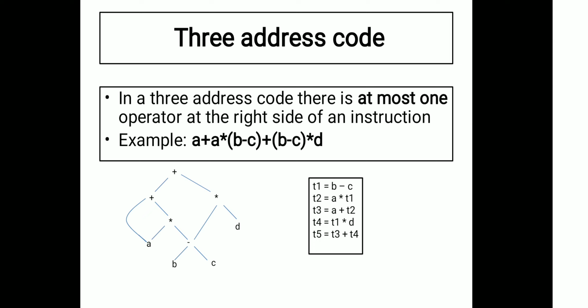What is meant by 3 address code? 3 address code is one of the intermediate representations, which is the output of intermediate code generation. That is what we call the output of the front end of the compiler, which is then passed to the back end of the compiler to generate the target code. In 3 address code there is at most one operator at the right side of an instruction. While we are generating the 3 address code, at most one operator must be present at the right hand side.